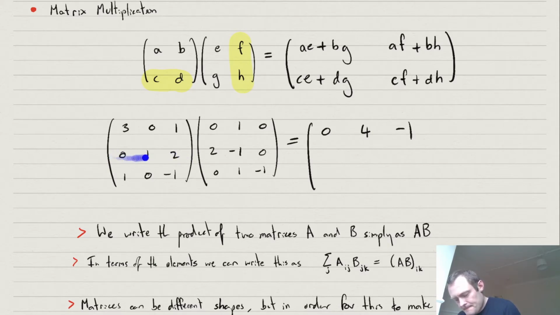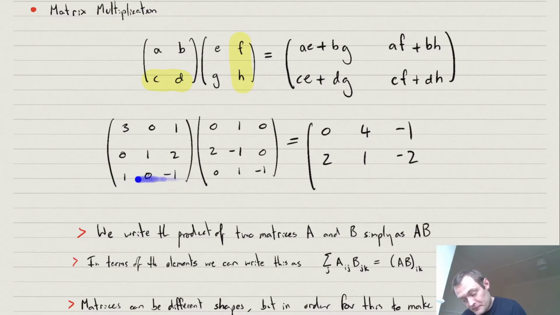Now let's go to the second row. So second row, first column, 0 times 0, 1 times 2, 2 times 0, which is 2. Now the second column, second row, so 0 times 1, 1 times minus 1, 2 times 1, so that'll be minus 1 plus 2, so just 1. Then again, sticking with this row, and in the final column we'll get 0 times 0, 1 times 0, 2 times minus 1, so minus 2.